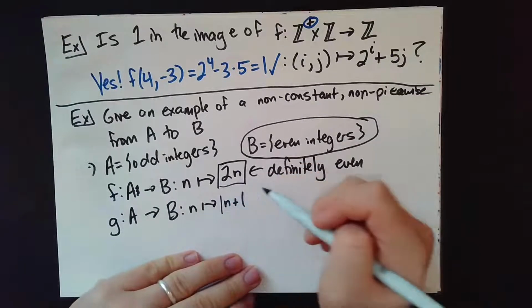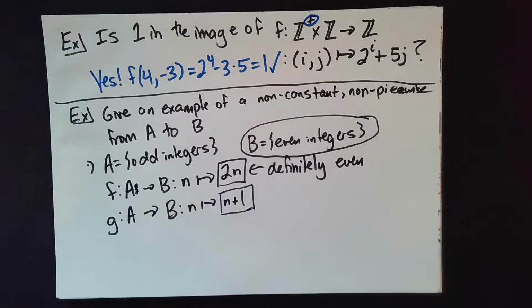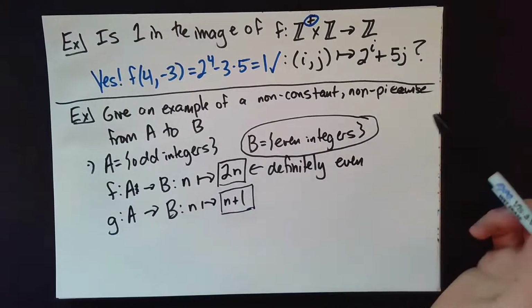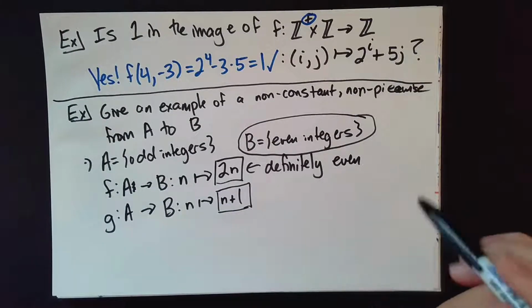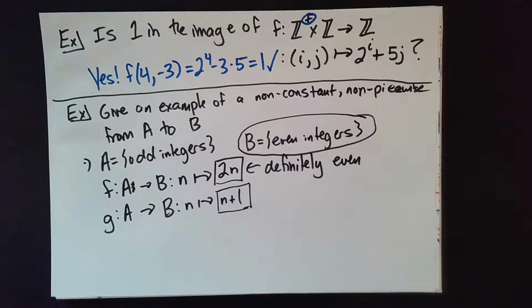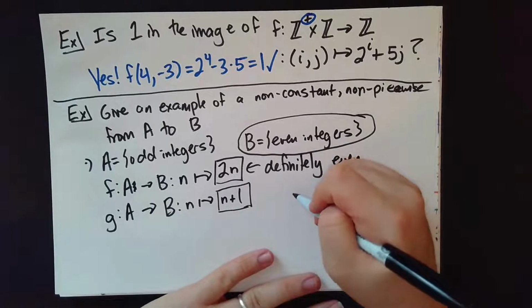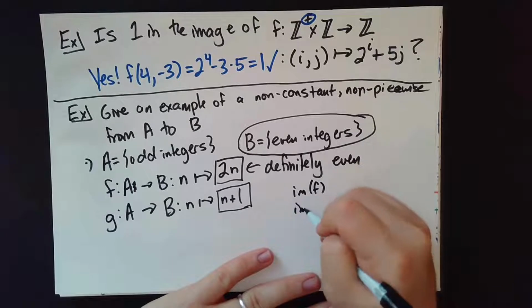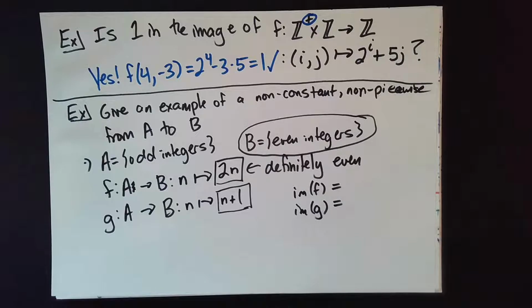Again, if I take an odd number and I add one to it, I definitely get an even number. And so this again takes me from an odd integer to an even integer. So let's go ahead and pause while we look at these two examples and make sure we're sort of happy with them. What are the images of f and g? I'll give you a moment to think about this.